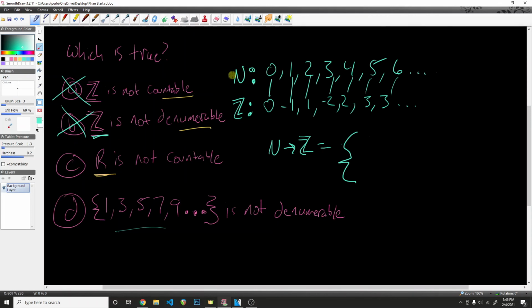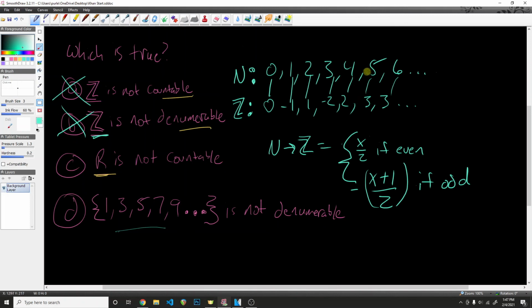And all we have to do to map n to z is basically say if it's an even number, we're just going to take x divided by 2 if even. So whenever we have our 0, that divided by 2, that's going to be 0. 2 divided by 2, that's going to be a 1. 4 divided by 2 is going to be 2. 6 divided by 2 is going to be 3, and so forth. And then if it's an odd number, then we just do x plus 1 divided by 2, and then just take the negative of that.